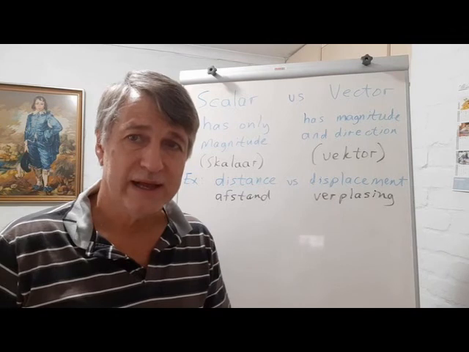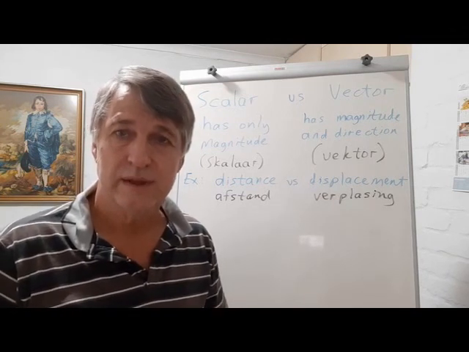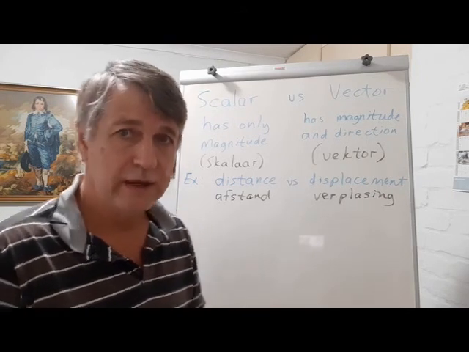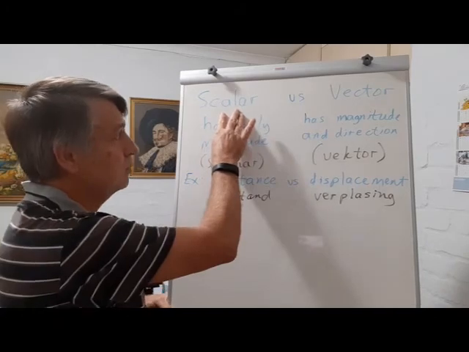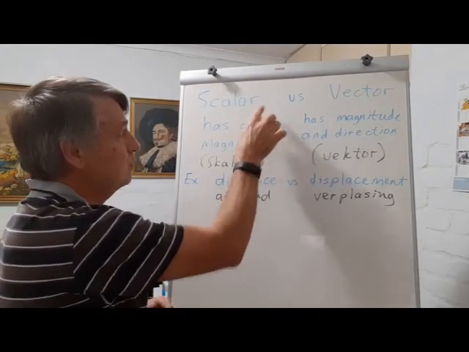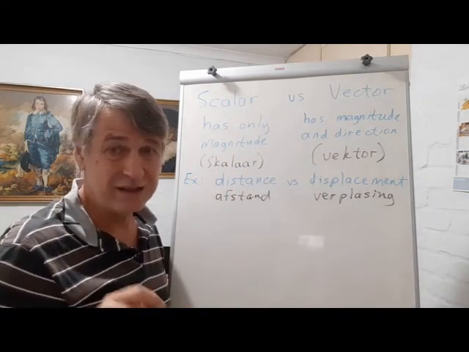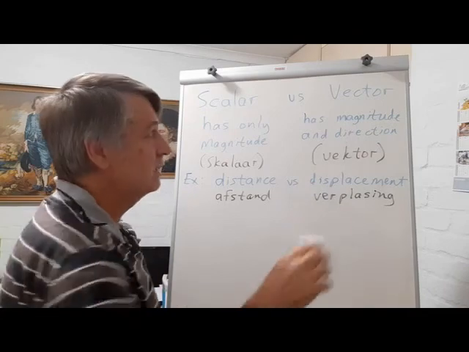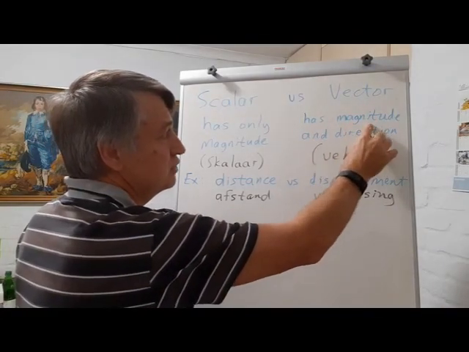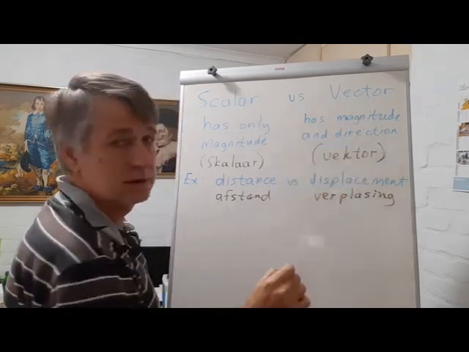An example in mechanics is, for example, scalars versus vectors. In mechanica is daar scalare teenoor vektore. As you can see here, a scalar quantity versus a vector quantity. A scalar quantity has only magnitude. Scalar het net grootheid. Terwyl a vector quantity, it has a magnitude and a direction. A vector has a magnitude but also direction.